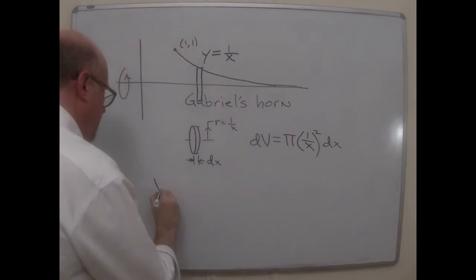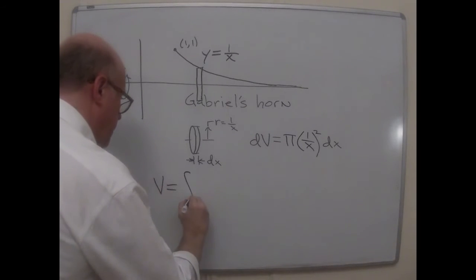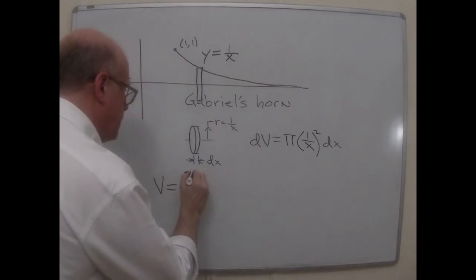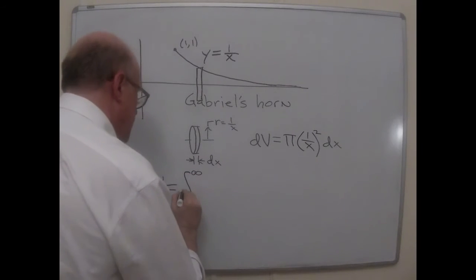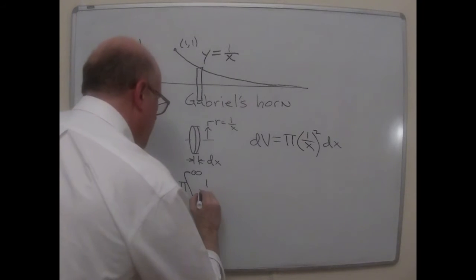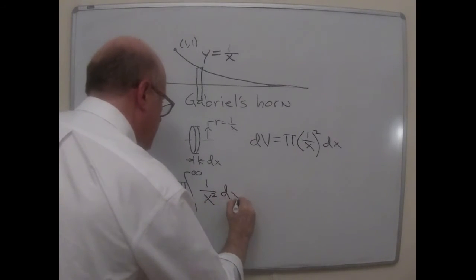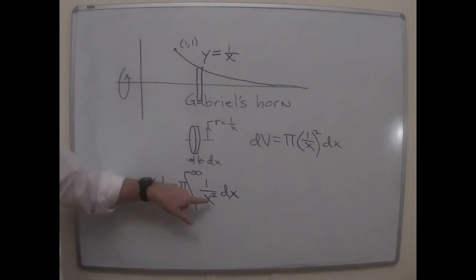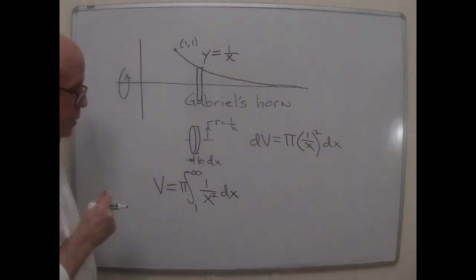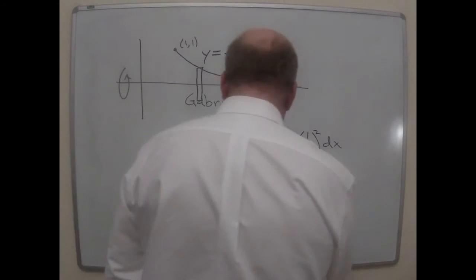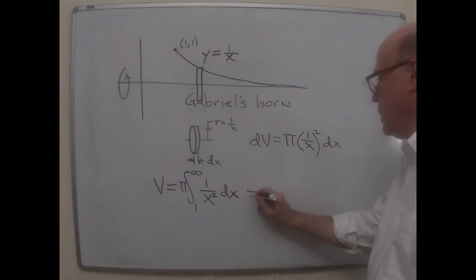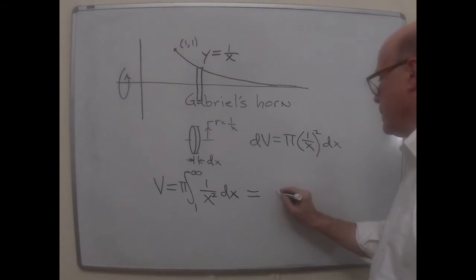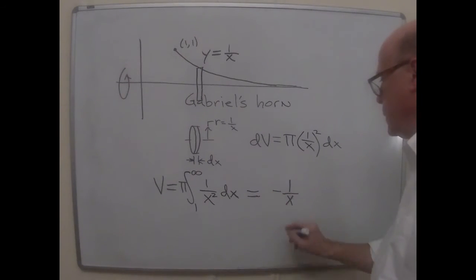right? And that means the volume of our horn, the surface of revolution, is the integral from 1 to infinity of, let me pull the pi out front, 1 over x squared dx. Okay, so that's the calculus-friendly way to talk about it: that's x to the minus 2 power. When you add 1 to minus 2, you get minus 1. And so an antiderivative is negative of x to the minus 1. In other words, negative 1 over x.